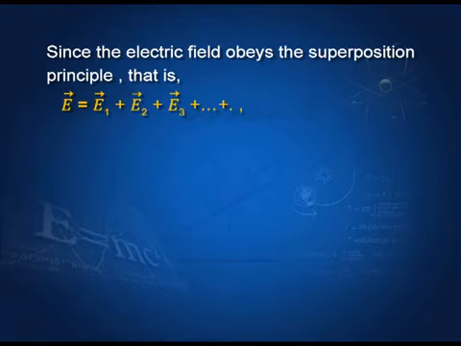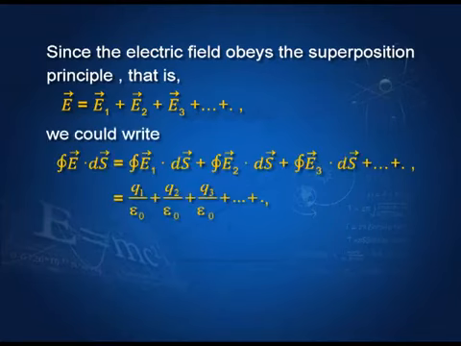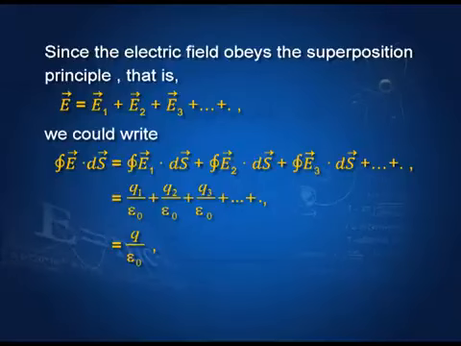So, since the electric field obeys the superposition principle, E is E1 plus E2 plus E3. Integral of E dot ds is therefore integral of E1 dot ds plus E2 dot ds, and so on, and that is equal to q1 by epsilon 0 for E1 dot ds, q2 by epsilon 0 for E2 dot ds, and so on, and q1 plus q2 plus q3, they all add up and give us the charge q.